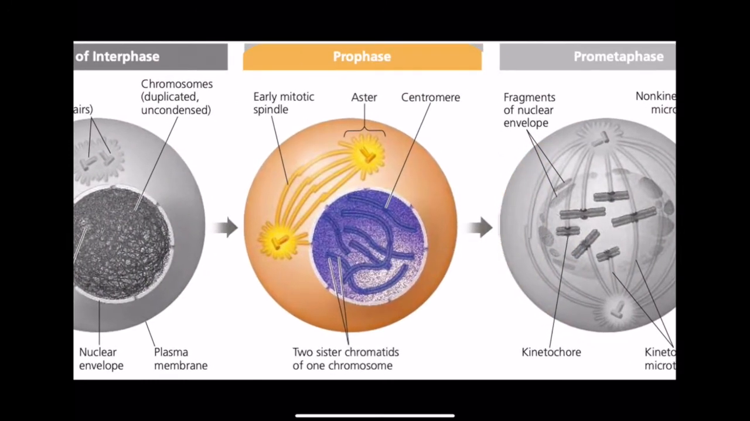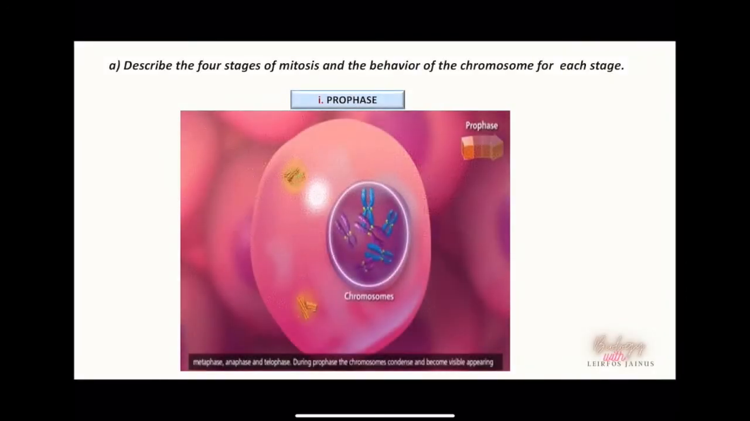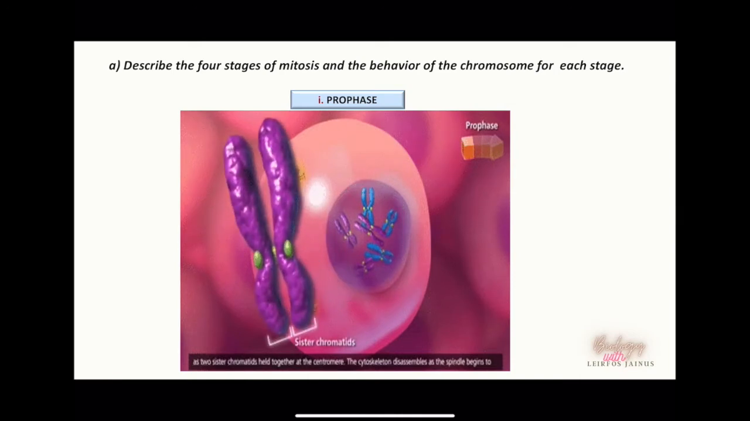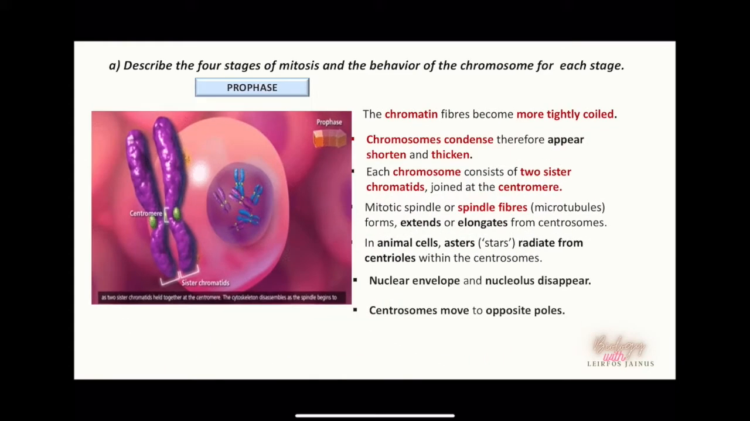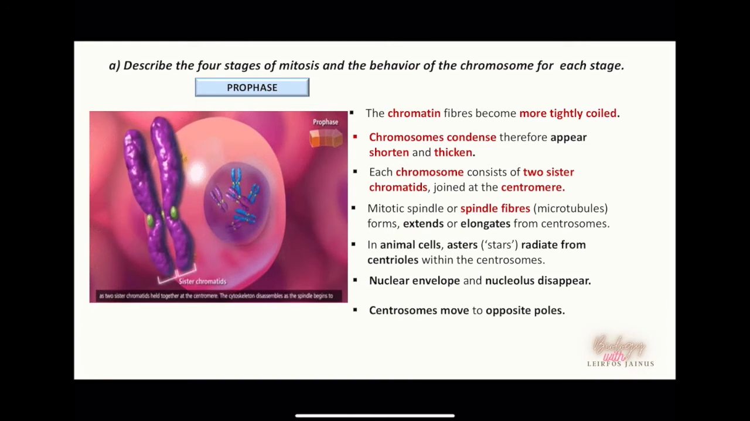During prophase, the centrosome begins to migrate to the opposite poles and the chromosome already becomes condensed to form sister chromatid. During prophase, the chromatin fibers become more tightly coiled, and chromosomes condense and become shortened and thickened. Each chromosome consists of two sister chromatids joined at the centromere.